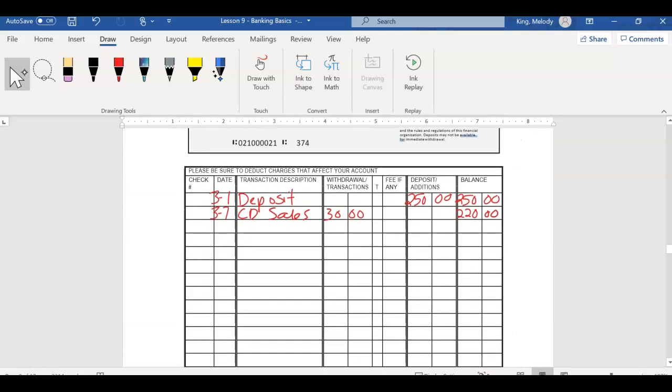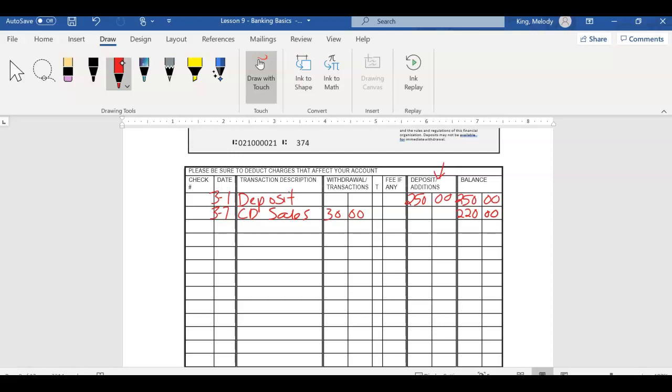So if you scroll down to your register, you can see I already put that in the first line, that on March 1st, I made a deposit of $250. I wrote it in this deposit column here, and then my starting balance is $250. As you can see, I already entered the next purchase, which they made with their debit card. So you don't need to write a check or fill anything else out. You would just record the activity in this register.